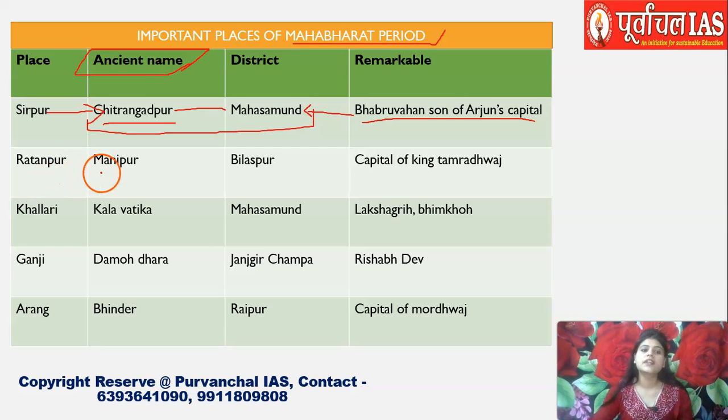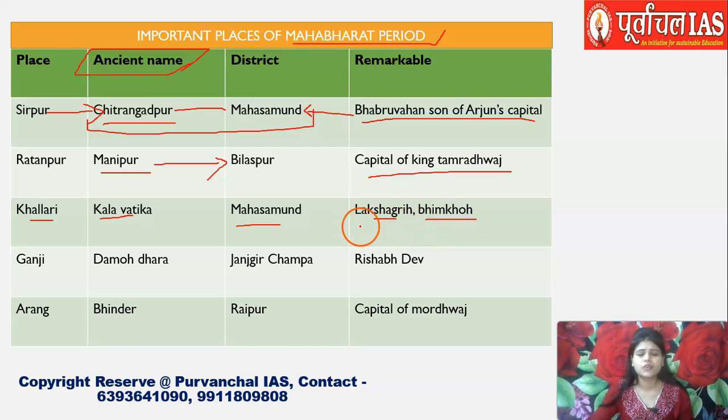It was known as Manipur during that period, in the ancient time during the Mahabharat period. This is located in the Bilaspur district. And it is said that during the Mahabharat period, it was the capital of King Tamradhwaj. Khallari is a place in Mahasamund. Ancient name is Kalavatika. And here we have Lakshagri and Bhimko.